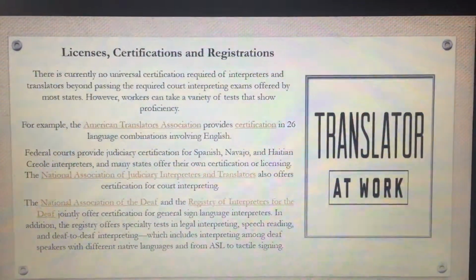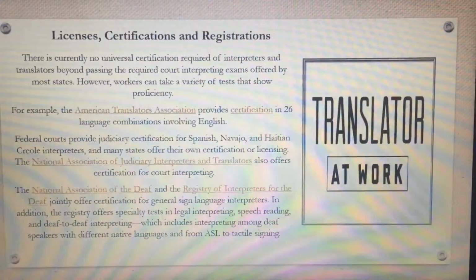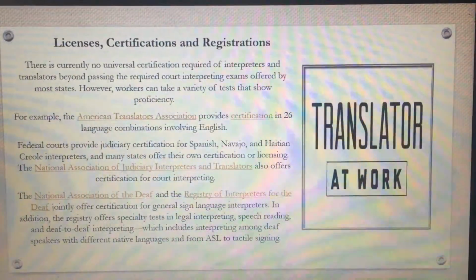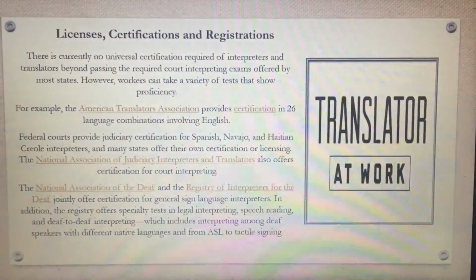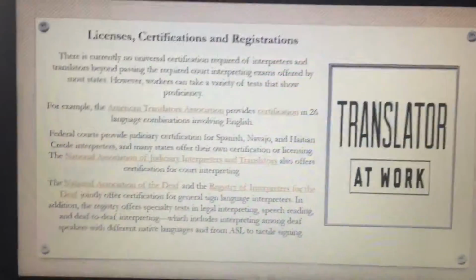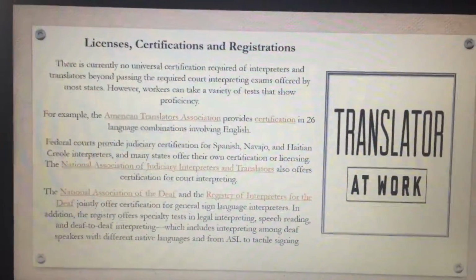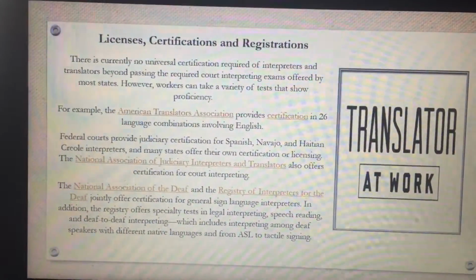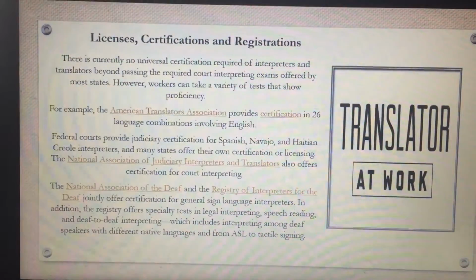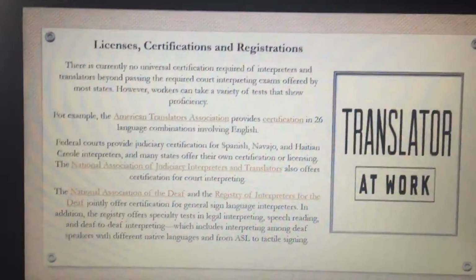Licenses, certifications, and registrations. There is currently no universal certification required for interpreters and translators beyond passing the required court interpreting exams offered by most states. However, workers can take a variety of tests that show proficiency.